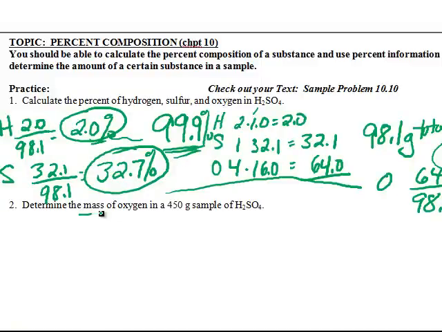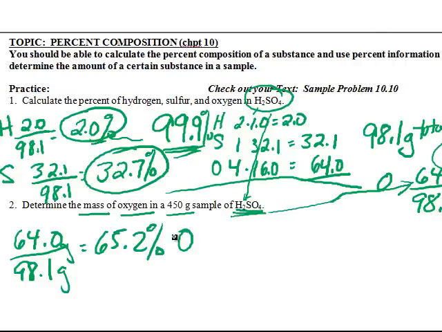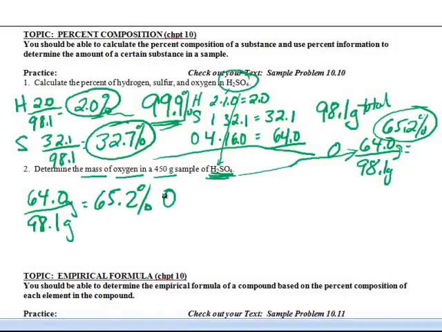All right, now, it says determine the mass of oxygen in 450 grams of this. So I've got the same formula, and I purposely set this up so you don't have to redo the math. But the first thing you have to do is figure out what percent of this is oxygen. Well, we just did that. We said that this sample contains 64 grams out of 98.1 grams total. So the part divided by the whole gives 65.2% oxygen. It doesn't matter how big or how small the sample is, it's always going to be 65.2% oxygen.